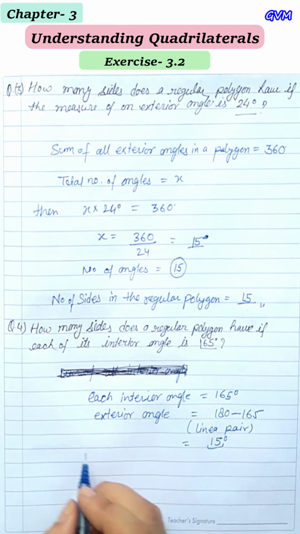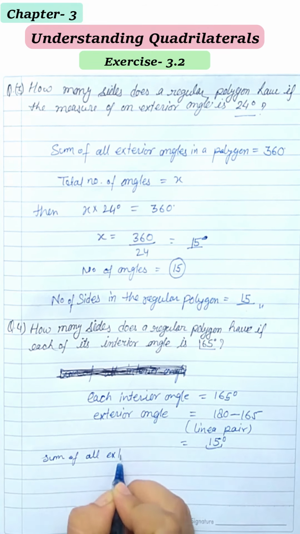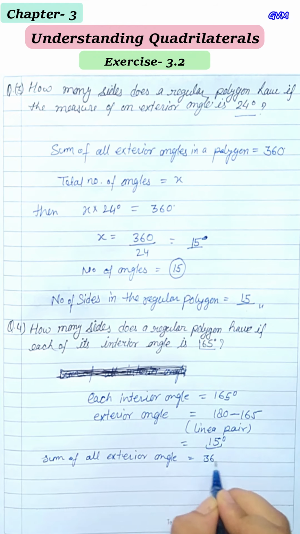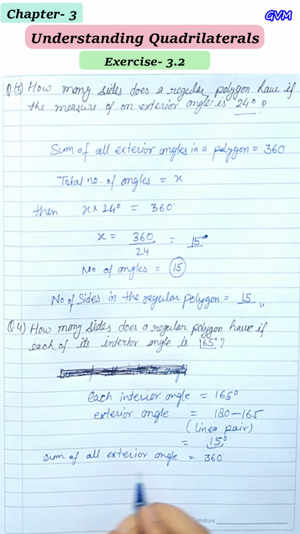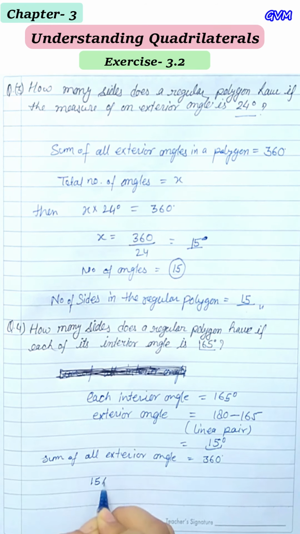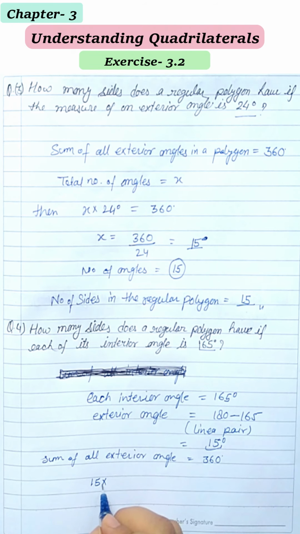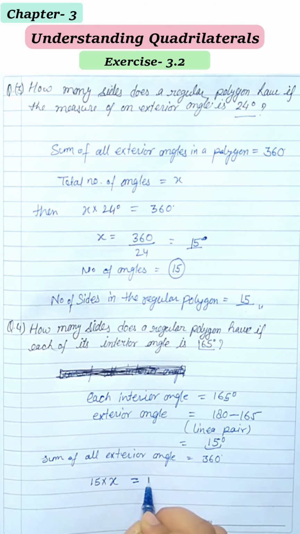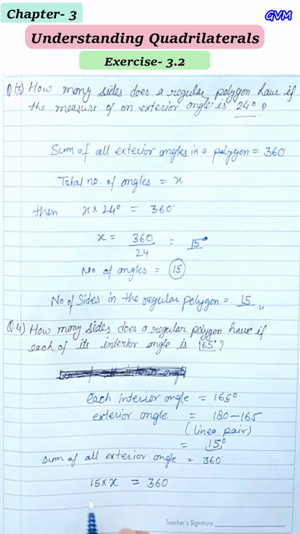Okay, now sum of all exterior angle is 360 degree. Okay, so what will we do? We will multiply 15 because one exterior angle measures 15. So we will multiply 15 to the total number of exterior angle, and this will give result 360. Okay, it is the same procedure we were doing in previous question.